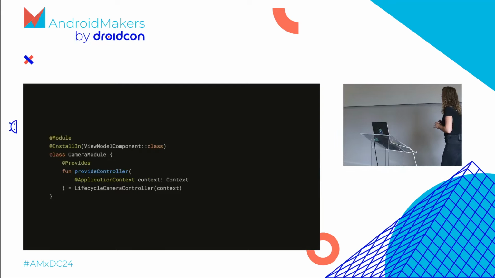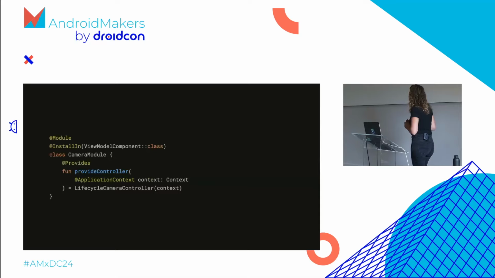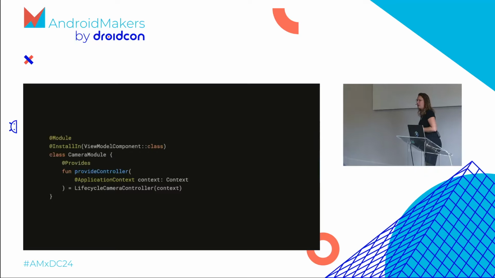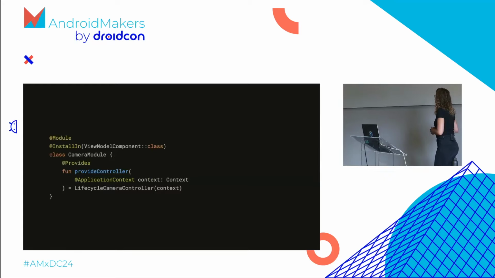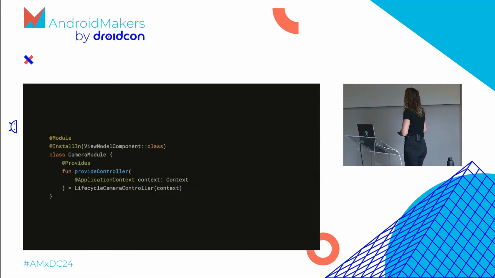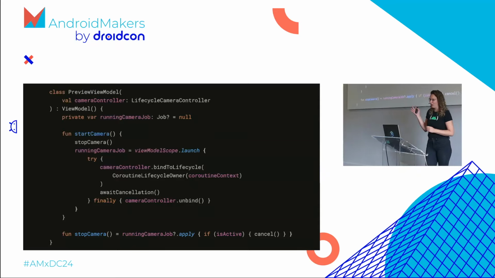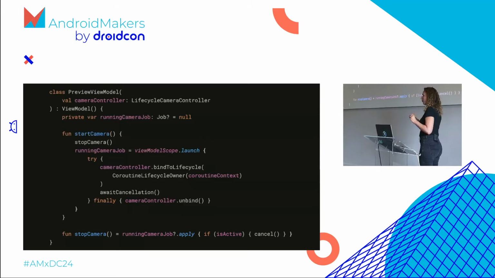And so what I'm doing here is I'm using Hilt to install a lifecycle camera controller inside the view model component. So I'm basically saying a view model can request such a camera controller, and at that point it will be instantiated and it will stay alive together with that view model instance. So every view model will get a different instance. And then in our view model, we can inject that camera controller in the constructor. And then instead of binding our camera controller to our app lifecycle, we can attach it to our coroutine lifecycle.